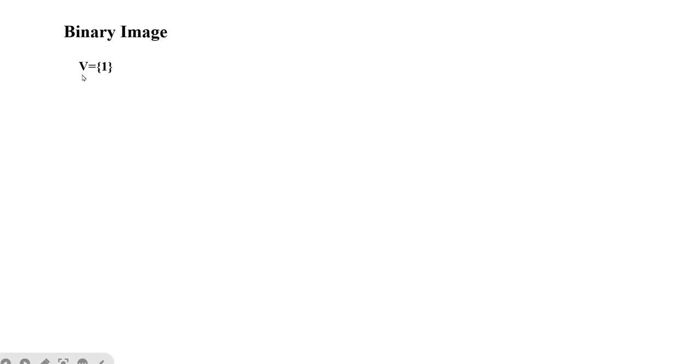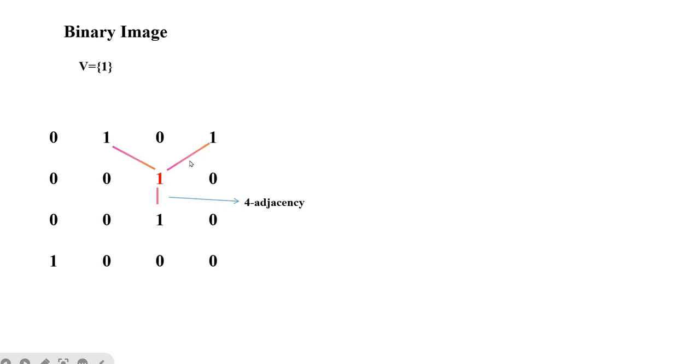So suppose we have a binary image and we have a set V = {1}, and this is the pixel arrangement for an image. Now if I consider this pixel, I can connect this pixel to this pixel. It is nothing but the 4 adjacency. If I connect this pixel with these two, then these two are 8 adjacency. This was for the binary image.